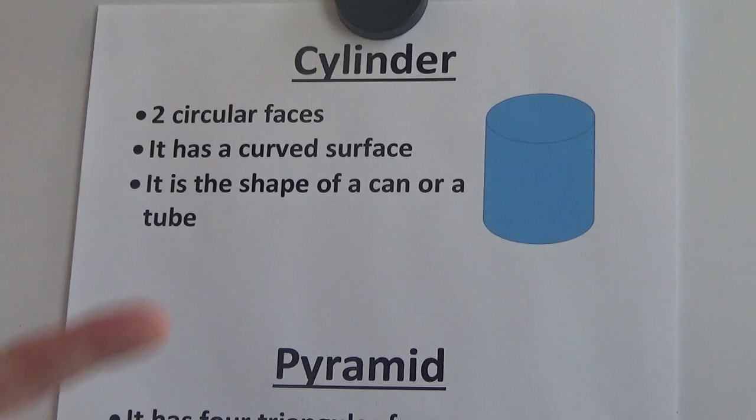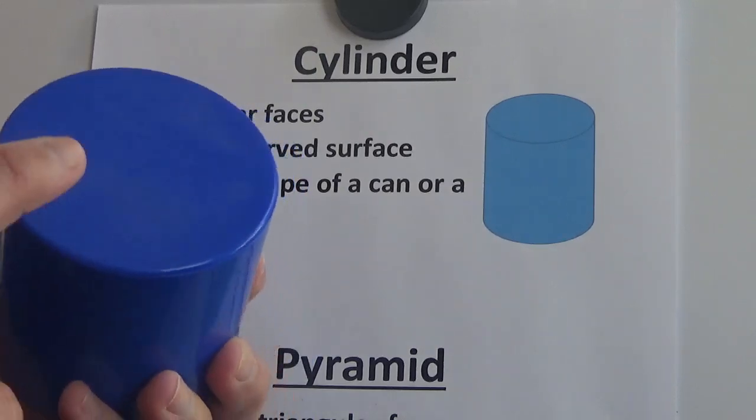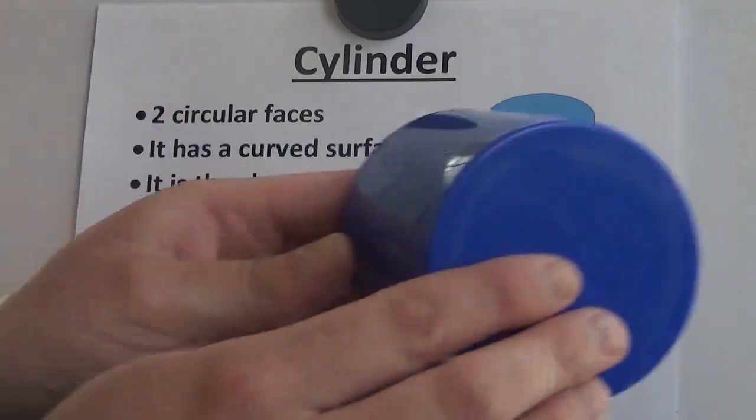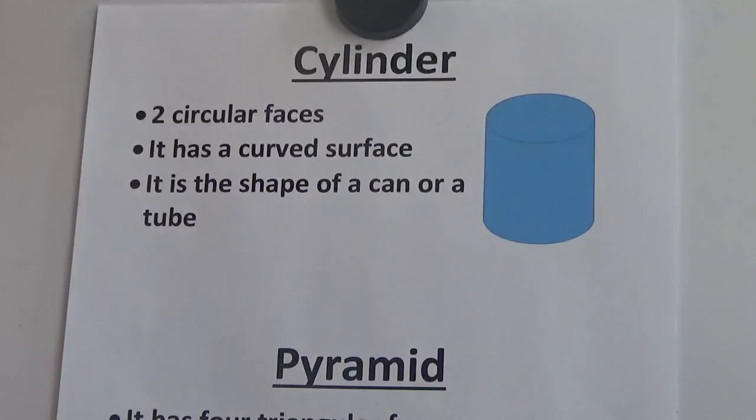And so a cylinder has 2 circular faces, so one here and one here on the top and bottom, and it has a curved surface. So that means that we could roll this cylinder on the ground or on the table. And it is the shape of a can or a tube.